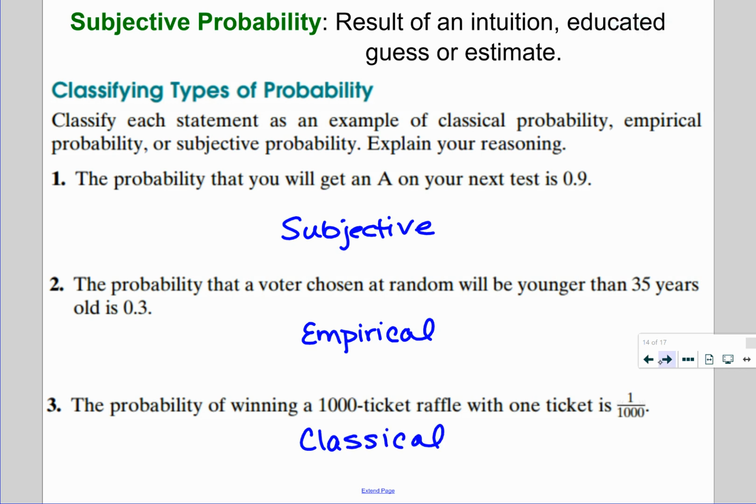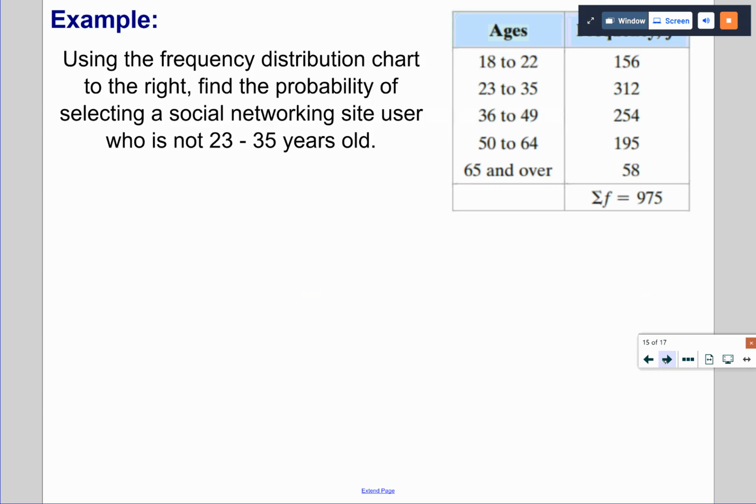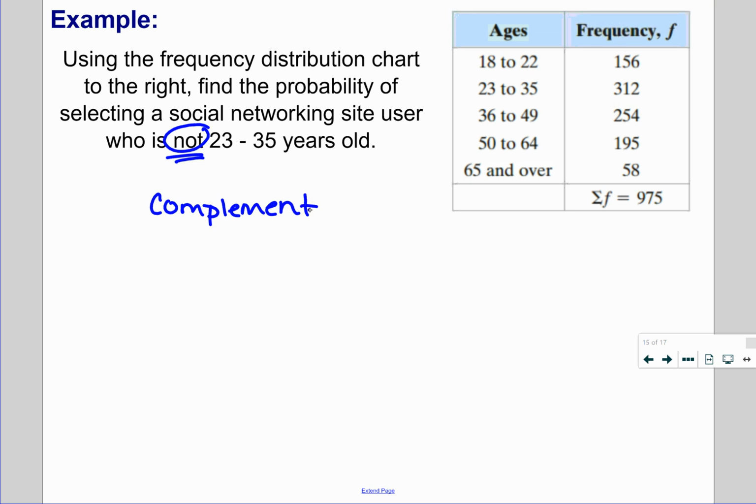Last question for today. Using the frequency distribution chart to the right, find the probability of selecting a social networking site user who is not 23 to 35 years old. There are two ways to do this problem. We're going to do it emphasizing this word: the word not means you are using a complement. It's everything except the 23 to 35-year-olds.